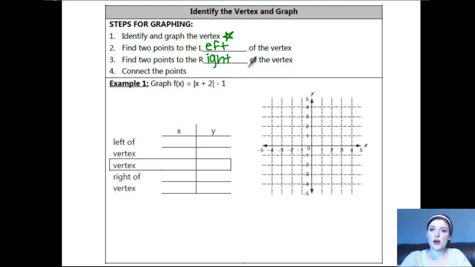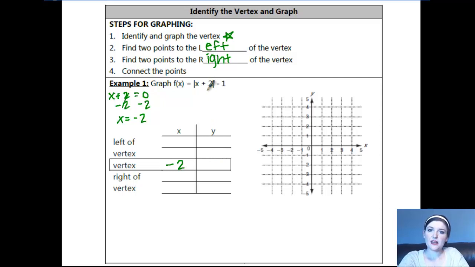So, example 1, graph f of x equals the absolute value of x plus 2 minus 1. So we need to find our vertex first. So I take what's in the middle here, that's x plus 2, and set it equal to 0. Now I'm solving to get x by itself, so I'm taking 2 away from both sides. I get x equals negative 2.